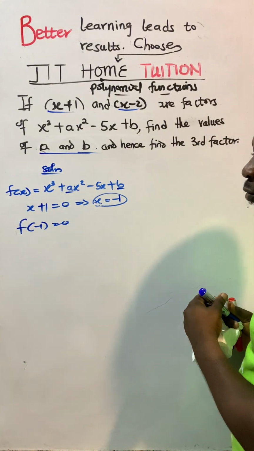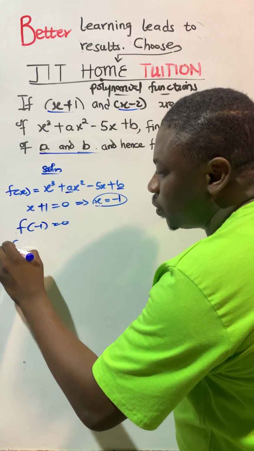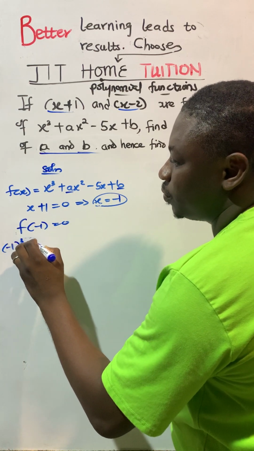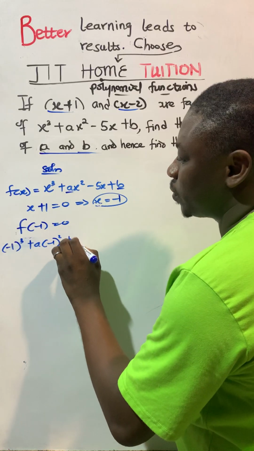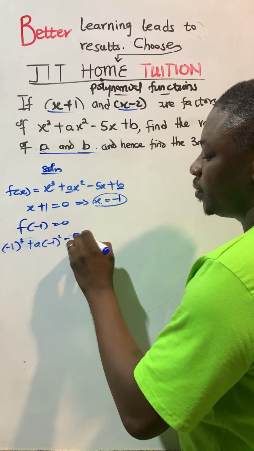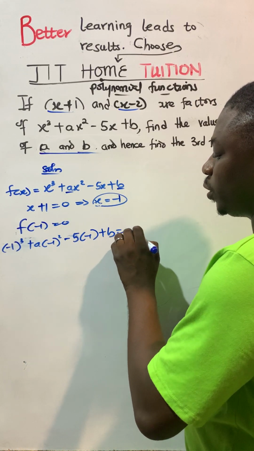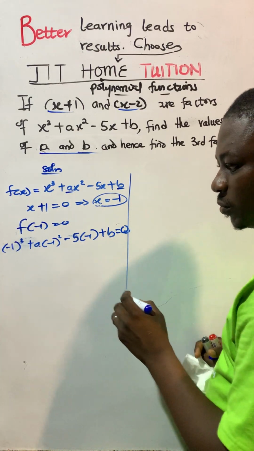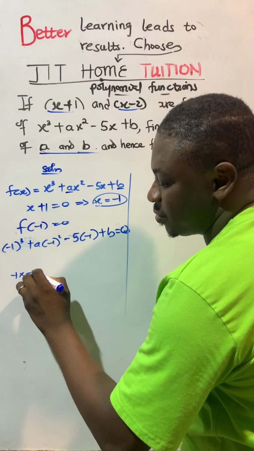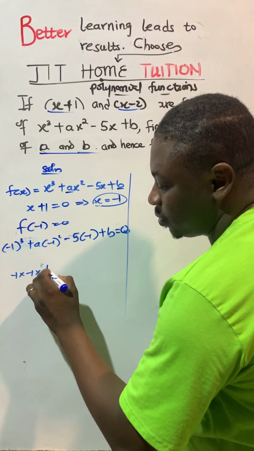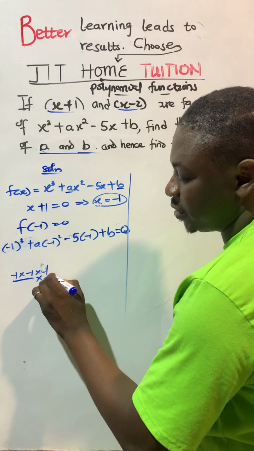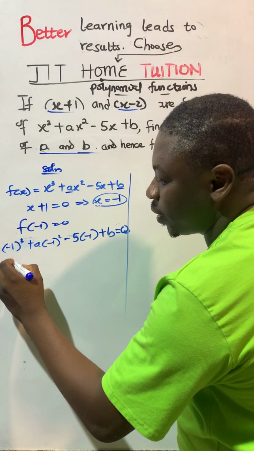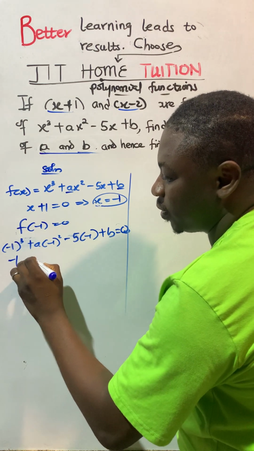All right. So let's kindly look at it. We've already solved. You have -1 cubed plus a times -1 squared, -5 times -1 plus b should be equal to 0. You've already established that. Now here you have -1 times -1 times -1. This will give you positive times this, and that will give you -1. Okay, so that is -1.